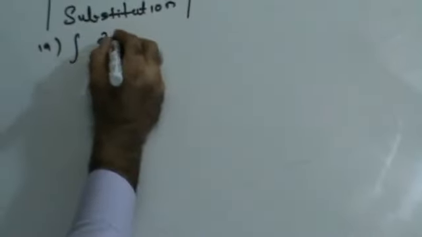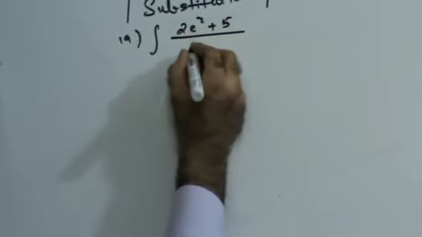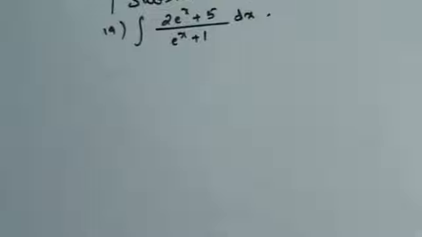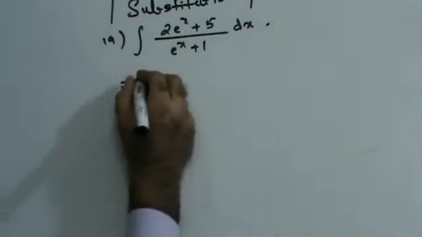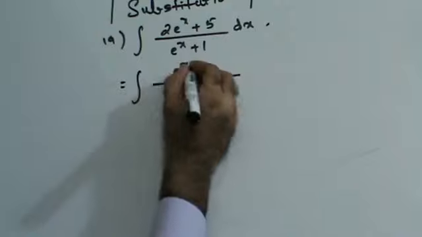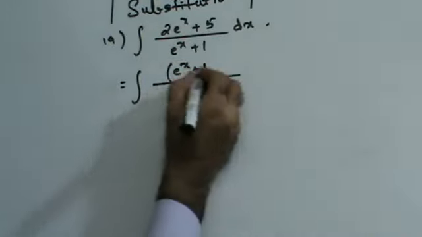Integral of (2e^x + 5)/(e^x + 1) dx. Polynomial type. The degree of the polynomial is the same in the numerator and denominator. Since the degree is the same, introduce the denominator in the numerator.